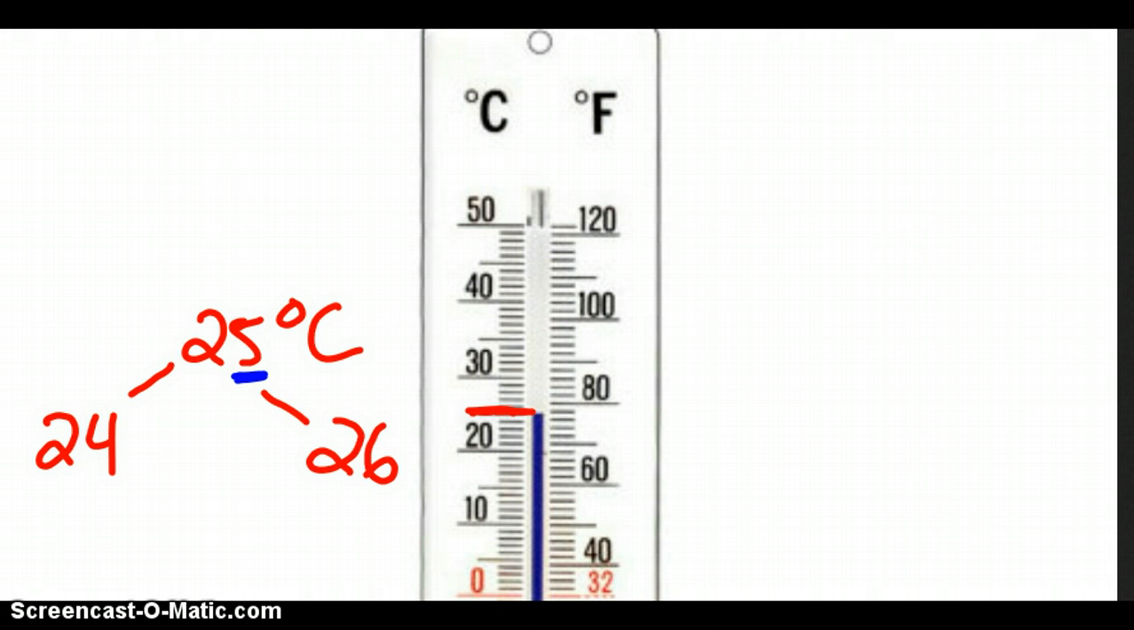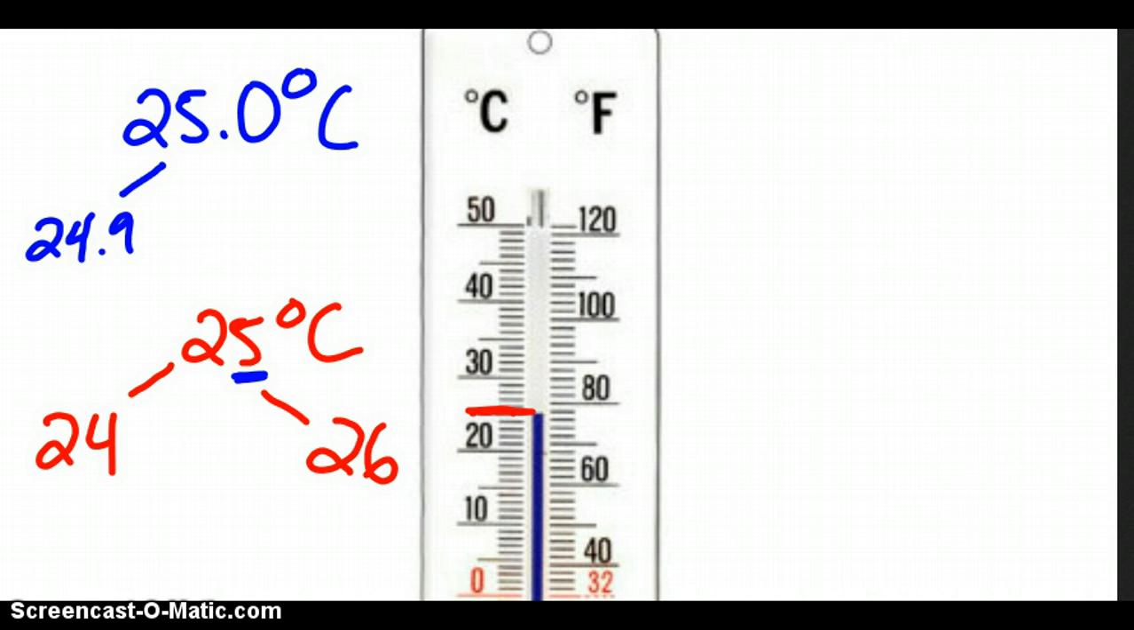We can read a thermometer much better than that, so I want to be saying that it's 25.0 degrees Celsius, and that way I'm saying it's between 24.9 and 25.1, and that's a much better reflection of that temperature reading. So what we need to do then is take that information, understanding the error in our numbers, and then work with these things called Sig Figs.